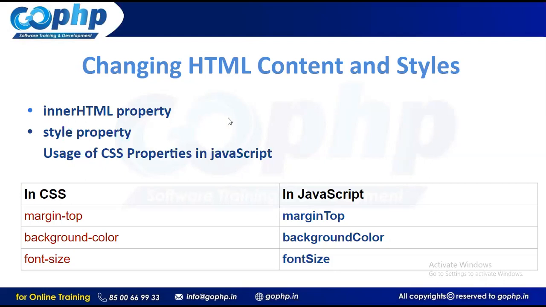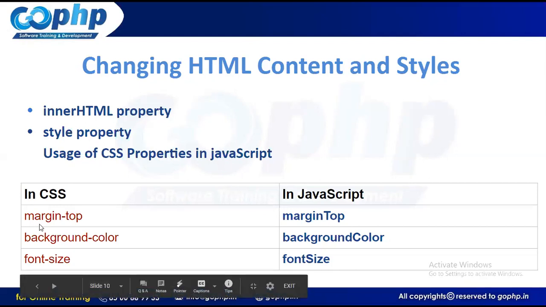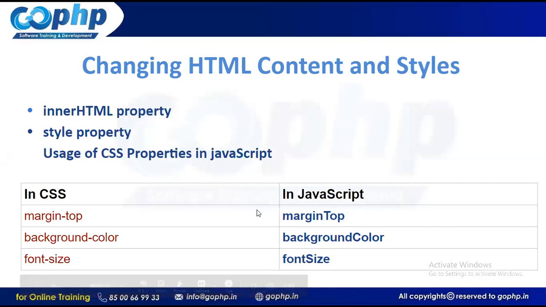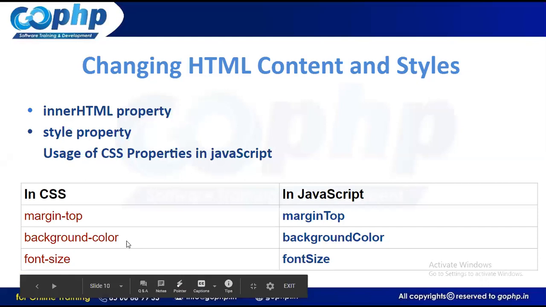And what is the next thing? The style property. So here, changing HTML content and style. How can we add a style to an element? By using the style property. How can we change the content of the element? By using the innerHTML property. And we have some more things, guys, I mentioned here. Usage of CSS properties in JavaScript. For example, I have written margin-top. This is what we write in CSS. The same property, if you want to apply in JavaScript, we have to use marginTop. The hyphen should be removed and the T should be capital here. In background color, do you see the background color? This is a CSS property.